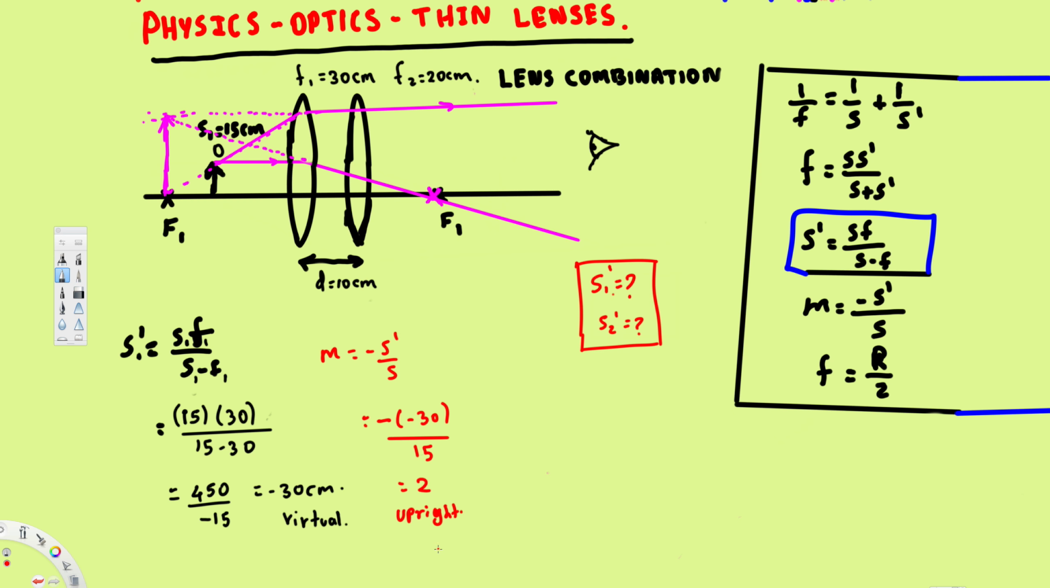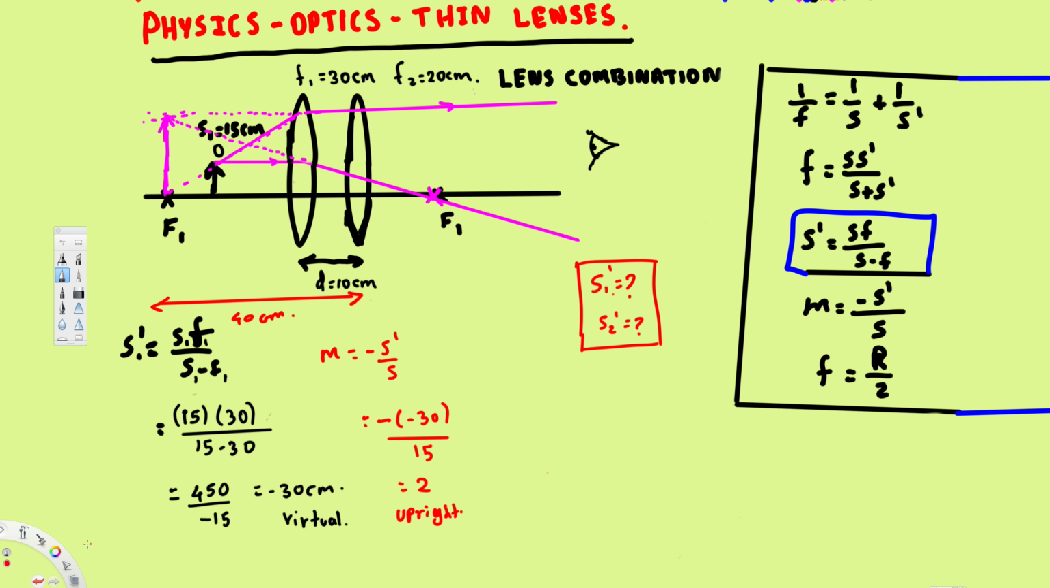Now let's look at what's going to happen when we use the second lens. For the second lens, the first image is going to be the object, and we have to know what is the distance from the lens to this object. We found out that the image is 30 centimeter from the first lens, and the distance between the lenses is 10 centimeter. So 30 plus 10, in total we are going to have 40 centimeter, right? So 40 centimeter is going to be the object distance for the second lens. Since we are having the object in front of the lens, this is going to be positive. So we can put positive 40, right?